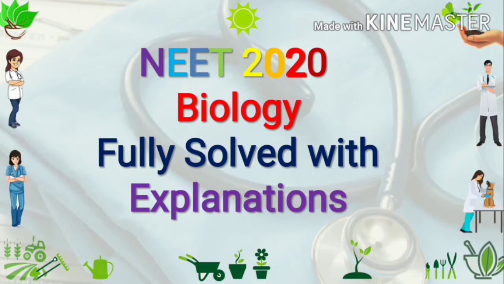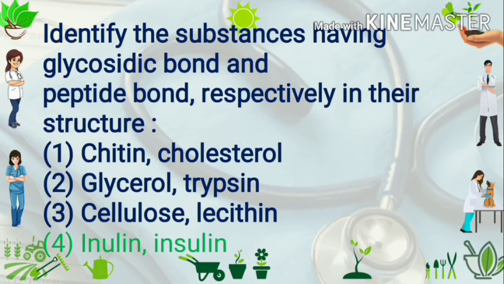Today we are going to see the remaining questions of NEET 2020. So let's move on to the first question. Identify the substances having glycosidic bond and peptide bond respectively in the structure. The options are chitin and cholesterol, glycerol, trypsin, cellulose lecithin, and inulin and insulin.